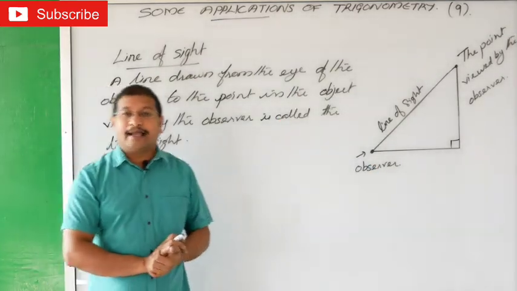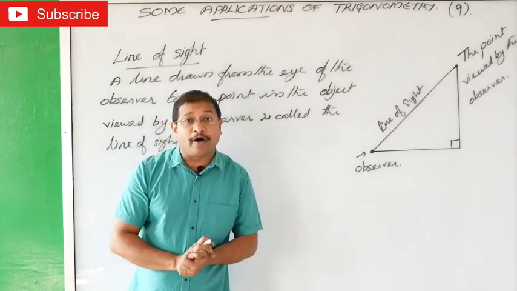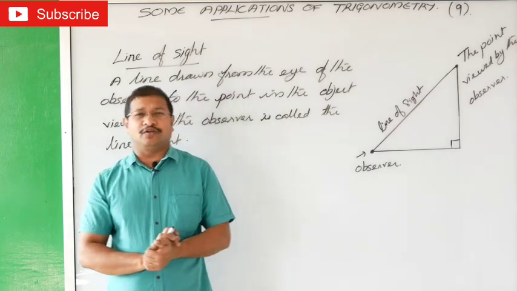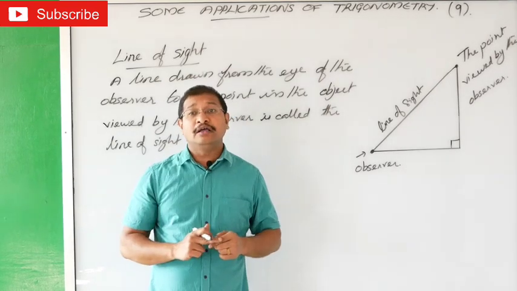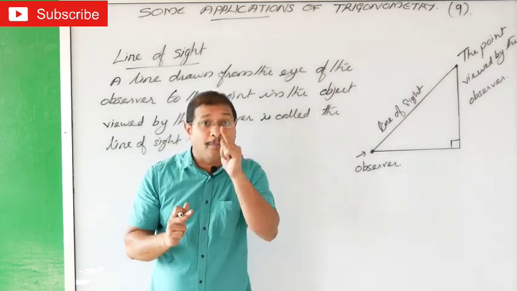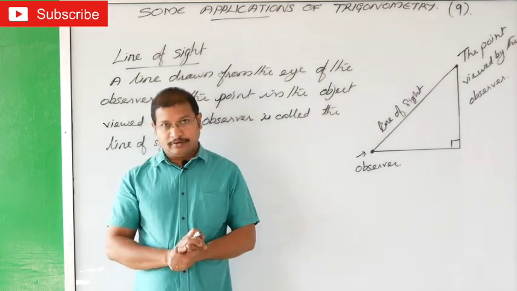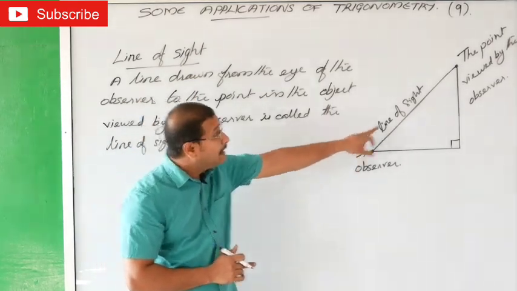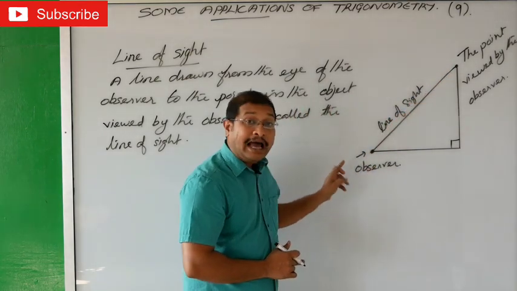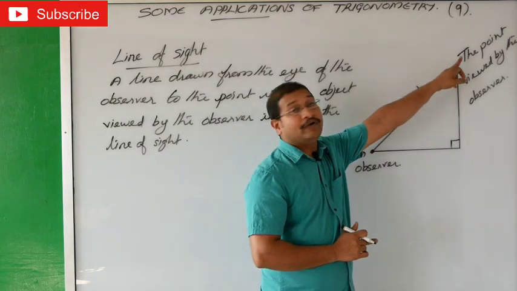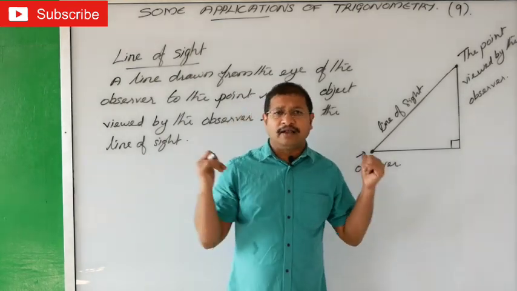Let's see line of sight. A line drawn from the eye of the observer to the point in the object viewed by the observer is called line of sight. That means the observer will be here and the point viewed by the observer will be here, and there will be a line in between the eye of the observer and the point where he is looking. This line is called line of sight. It's very important, related with this chapter.